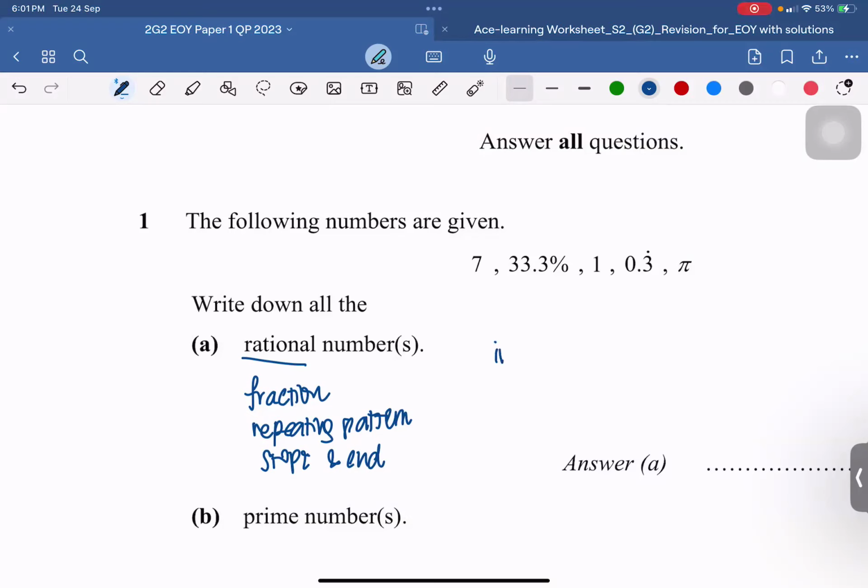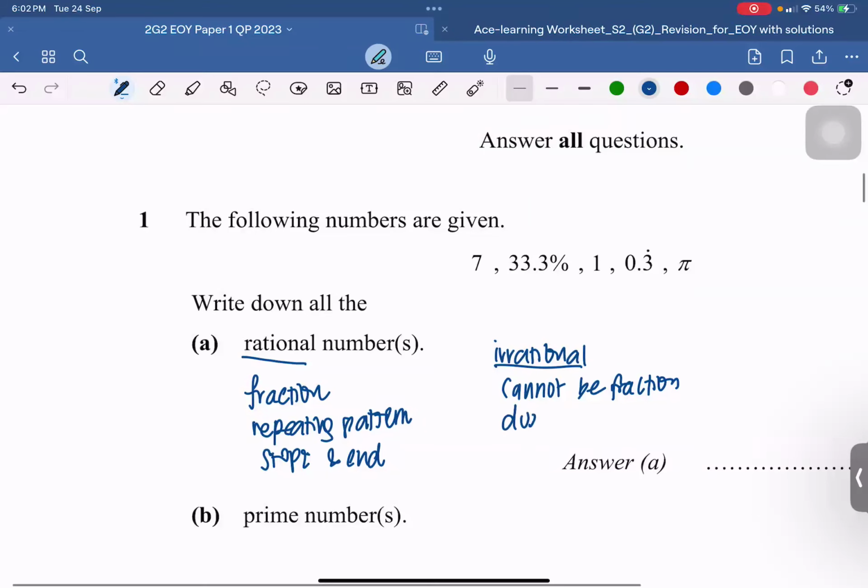Okay, then what is irrational? If rational is the numbers that are fractions, that means irrational are numbers that cannot be a fraction. If a rational number can have a repeating pattern, that means an irrational number does not repeat. If a rational number stops and ends, that means an irrational number does not stop. So these are the differences between the two of them.